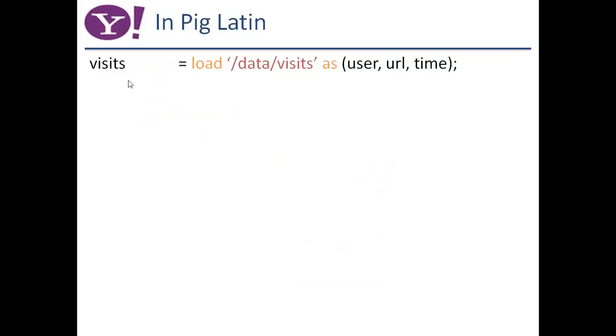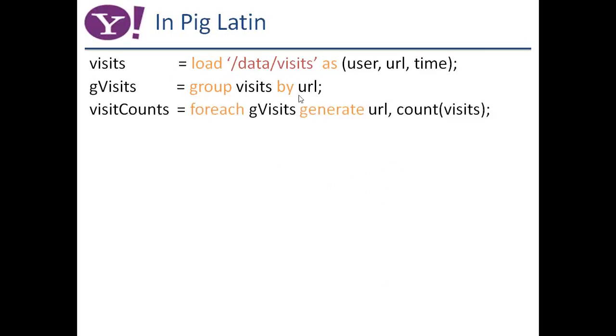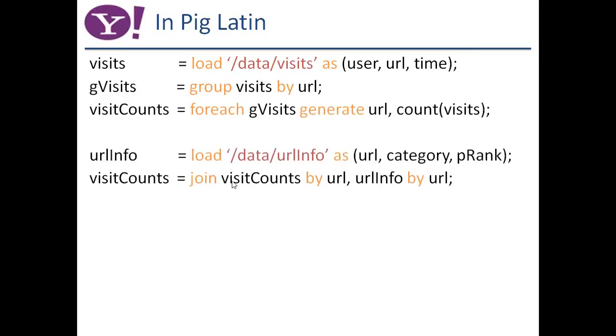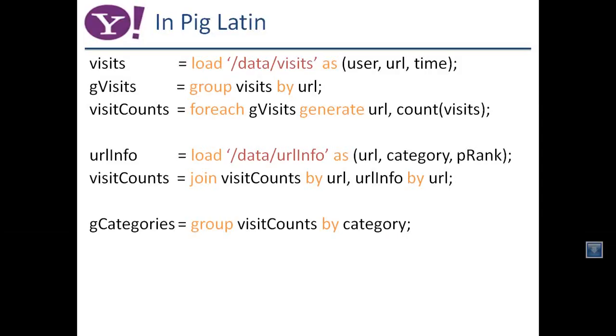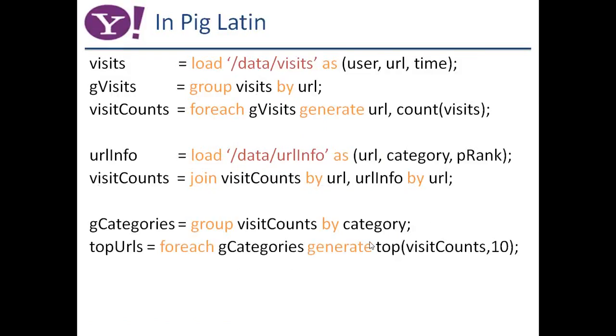Now what we are doing here: I'm going to load this particular data as visits, using PigStorage. The next thing is group visits by URL, then visits count is, for each, generate URL comma count of visits. Then URL is equal to load, and visits count is equal to join visits count by URL, as we are seeing here. Then G category is equal to group visits by category. Then generate top of visits comma count, and then store URLs into data.top URLs. This is the thing we are doing here, right?